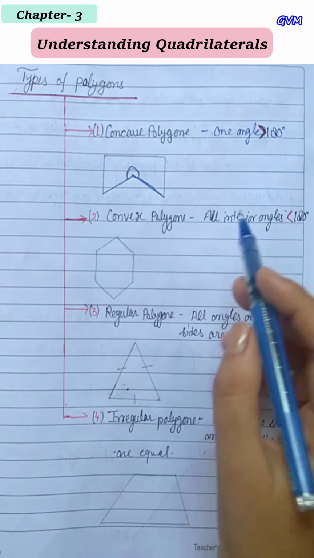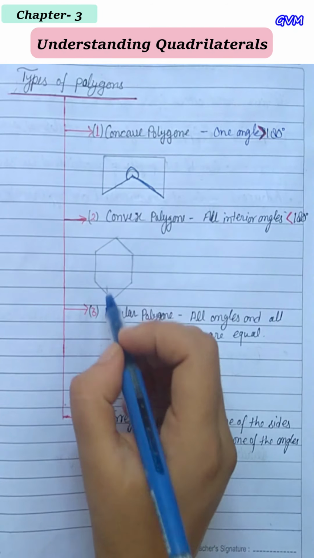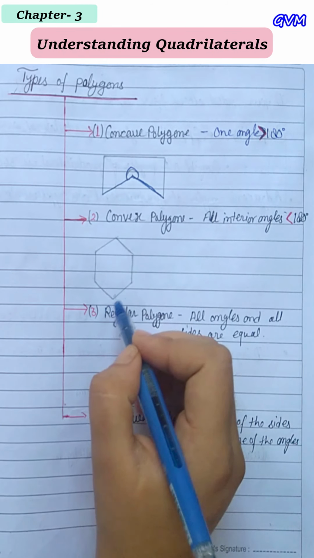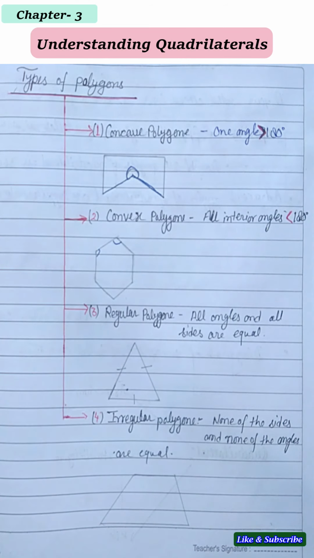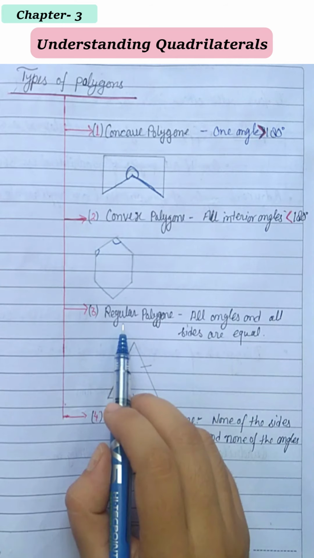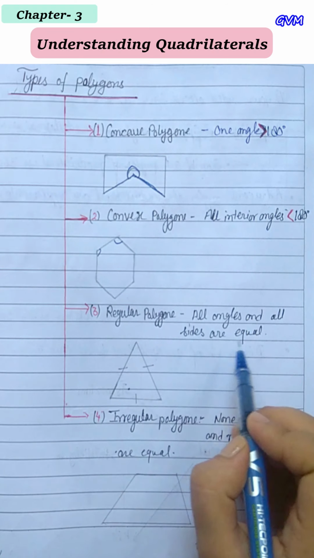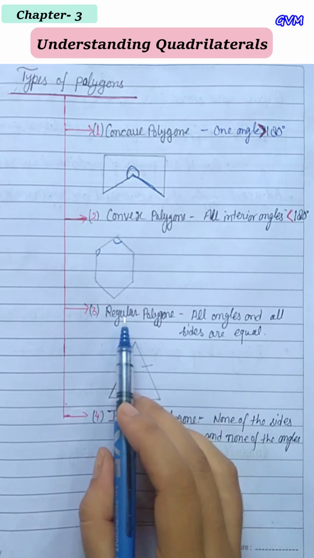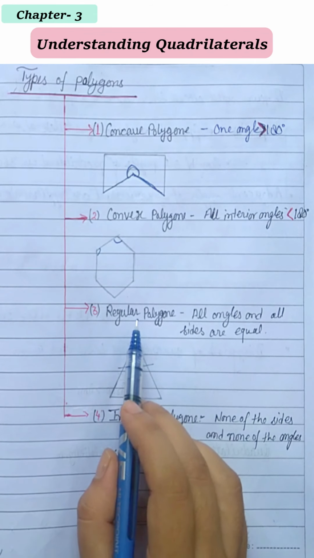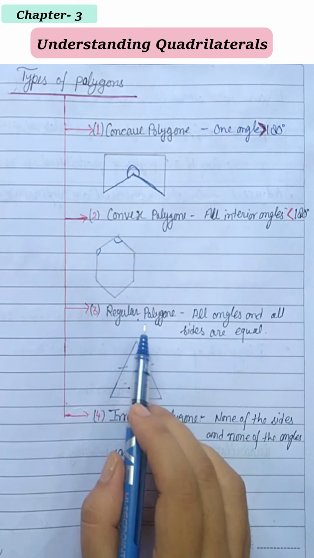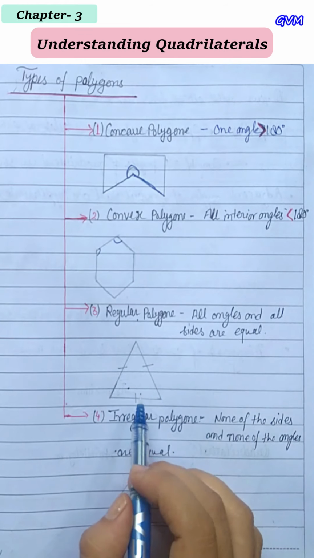Okay, next we have convex polygon. In a convex polygon, all interior angles are less than 180 degrees. Like here, if there is a shape like a hexagon, all the angles will be less than 180 degrees. Okay, now the third type of polygon we have is regular polygon. All angles and all sides are equal. Whenever the term regular comes, it means every angle and side are equal. So regular polygon means all the angles and all the sides are equal to each other.